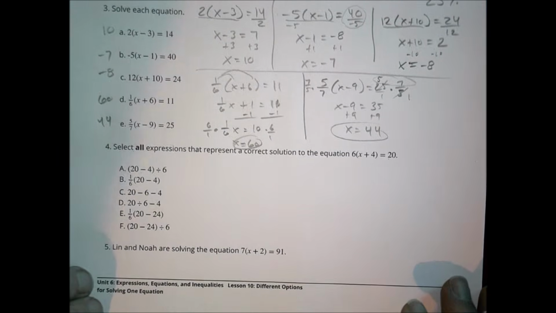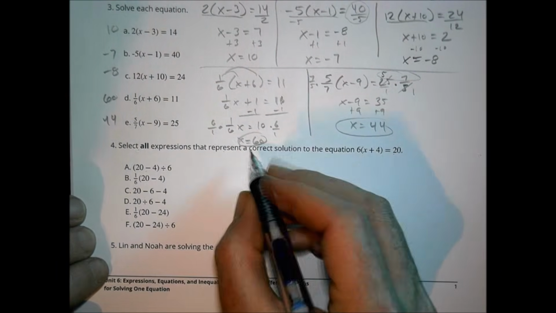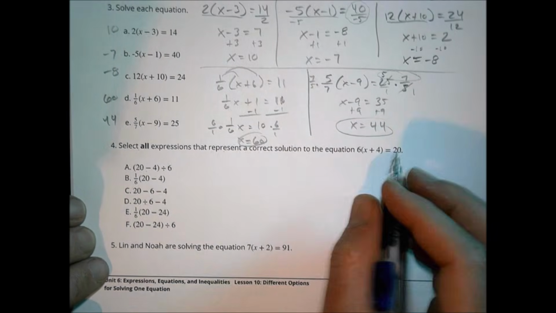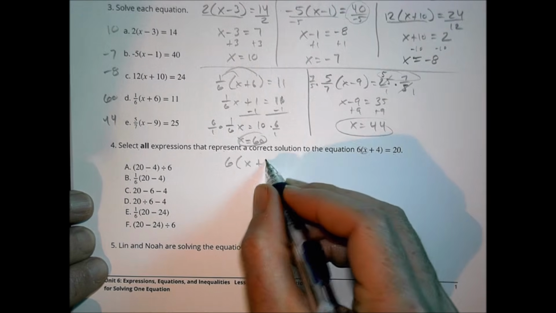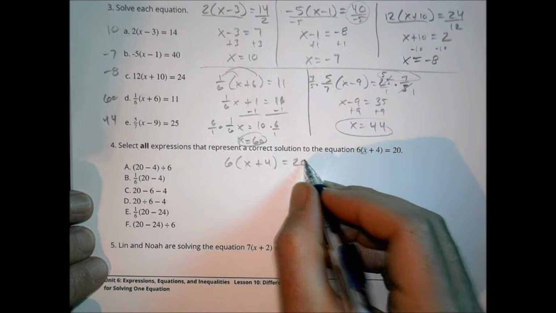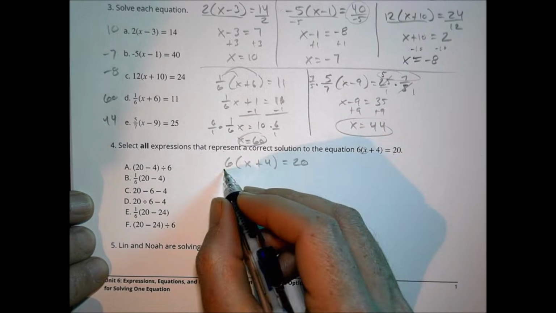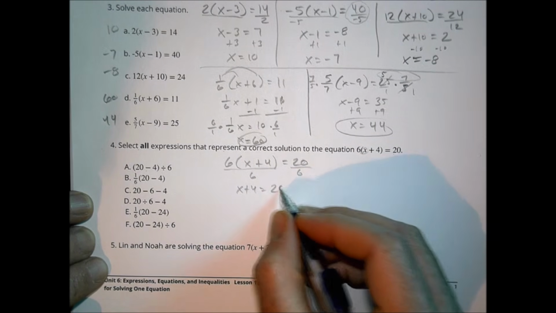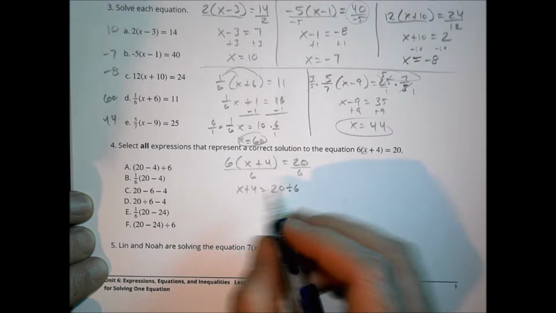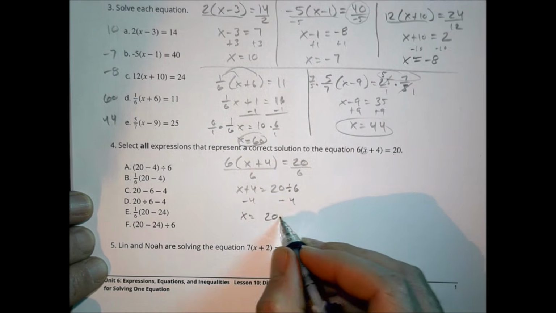All right, number 4. It says select all the expressions that represent a correct solution for this equation. So what we're looking at is what are the different ways we can get a solution for x? Well, we've been talking about 2 different ways of solving it, so let's work that out. We can have the equation, and first of all, we could divide both sides by 6. So we have x plus 4 equals 20 divided by 6. And then I can subtract 4 from both sides, so that x equals 20 divided by 6 minus 4 is basically what I have there.